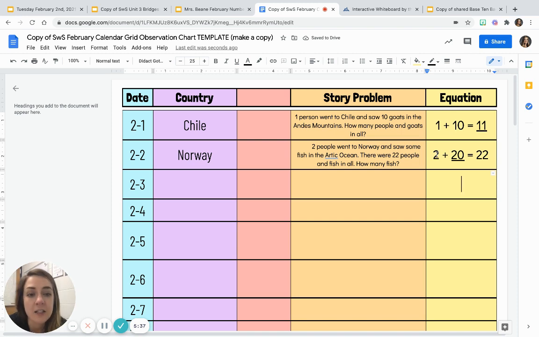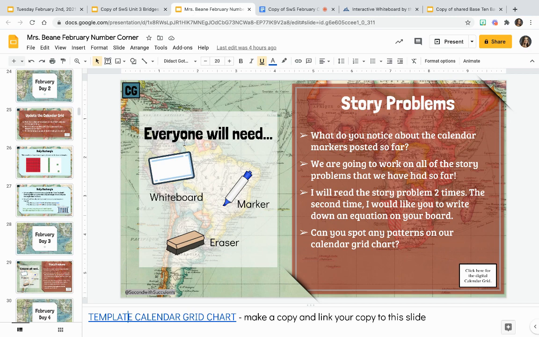So this is called, the first number is called the start, and the second number is called the change, or how much it's changing by. So we will keep adding to this. All right, let's go over to our next thing.